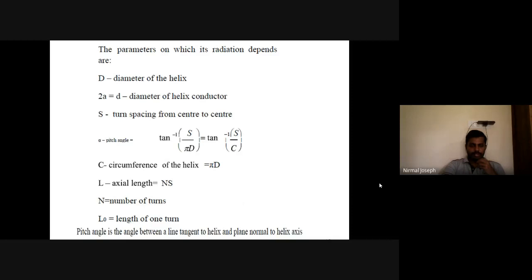So pitch angle, you see at the bottom it is defined. Pitch angle is the angle between a line tangent to the helix and a plane normal to the helix axis. So what will be that angle? There should be a line which is tangent to the helix, and there is a plane which is normal to the helix axis. We will see.